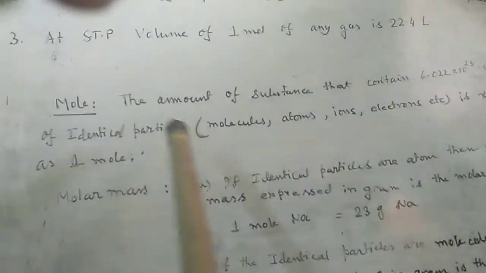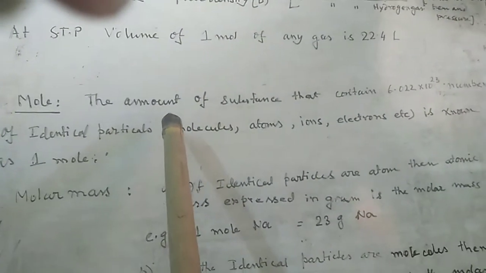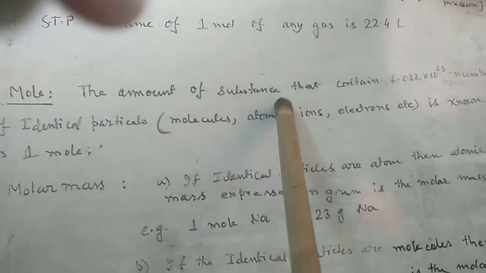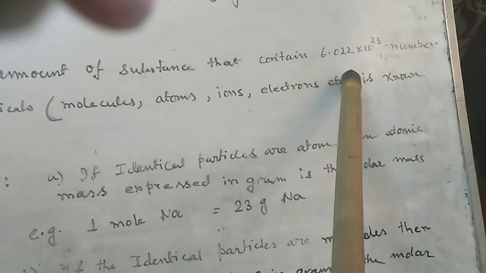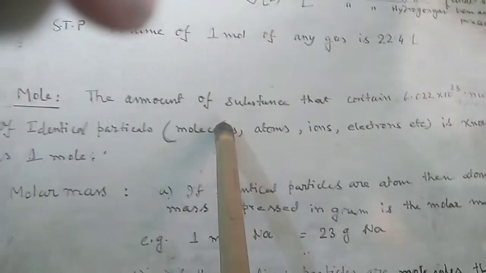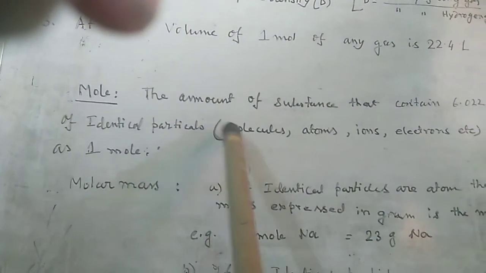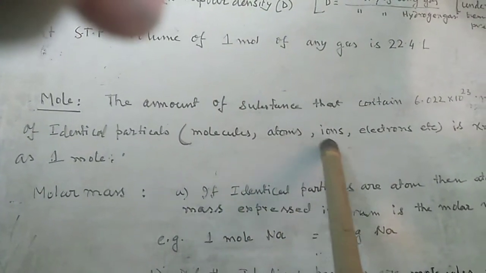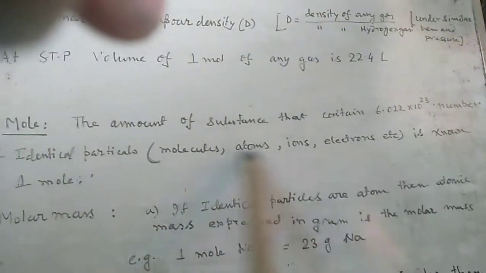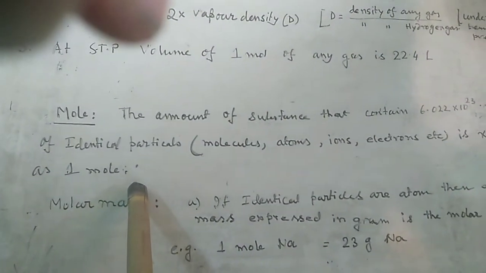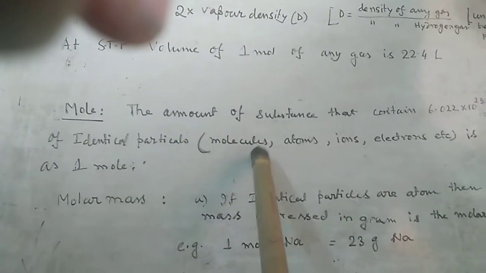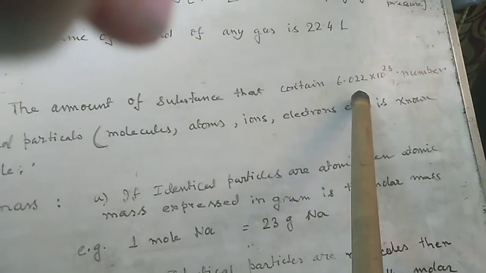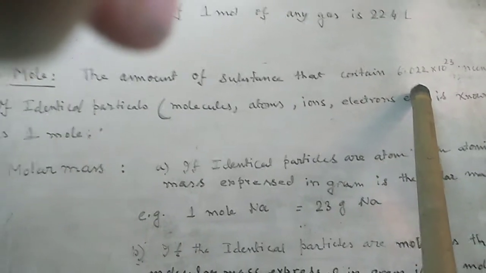Now we come to the concept of mole. Already in class 9 you have learnt about the concept of mole: the amount of substance that contains 6.022 × 10^23 identical particles. These identical particles may be molecules, atoms, ions, electrons, etc. That is known as 1 mole. That is, the identical particles should be in the number of 6.022 × 10^23.